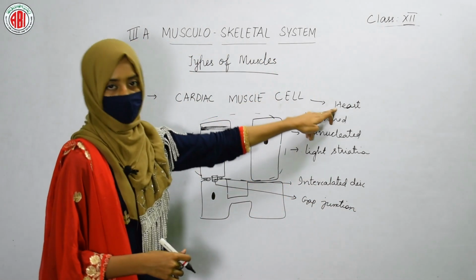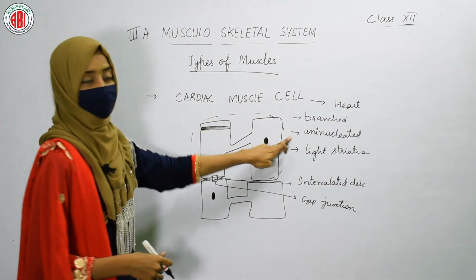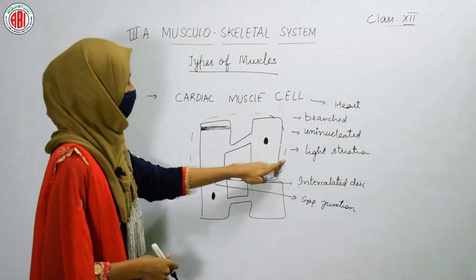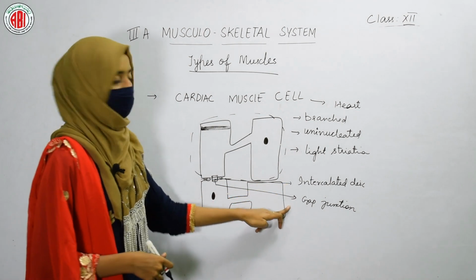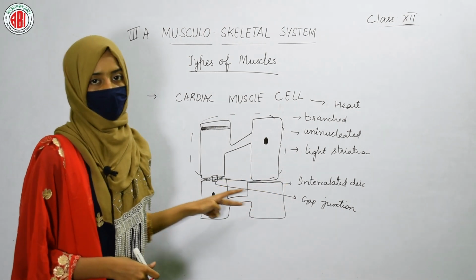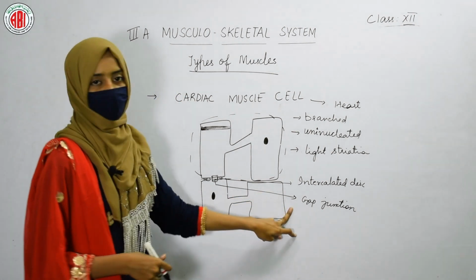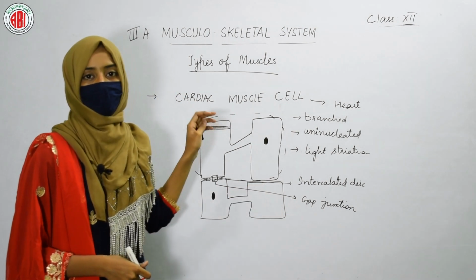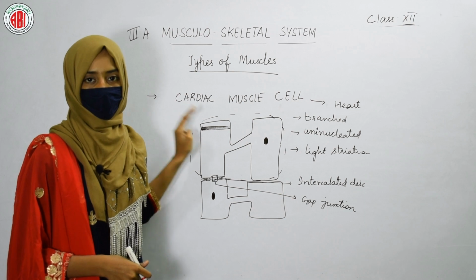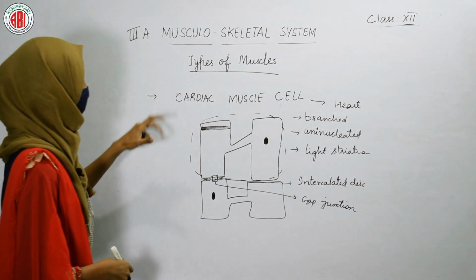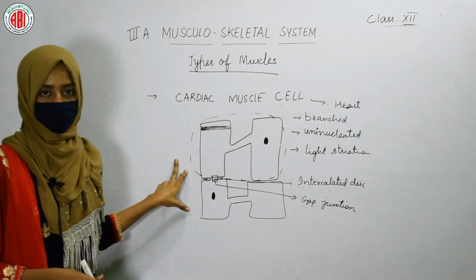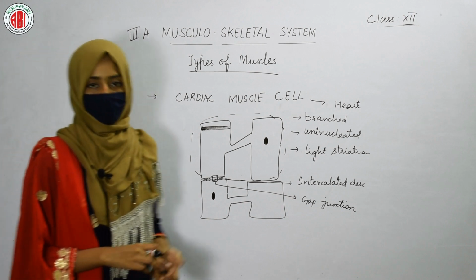These are found in the heart. They are branched, uninucleate. They show some light striations and intercalated discs in between them, and even the gap junctions are present that connect the two different cardiac muscle cells. These gap junctions help to send information from one cell into another cell. In this way, it shows the connection between the two cardiac muscle cells.